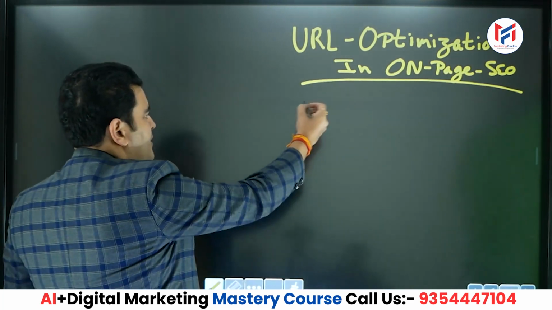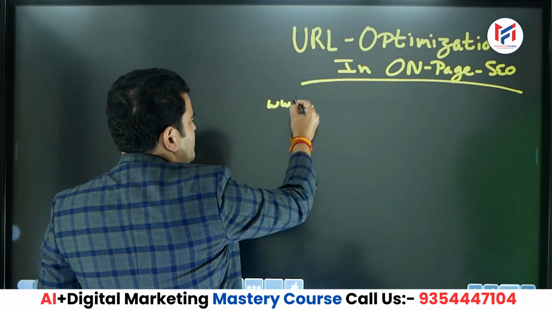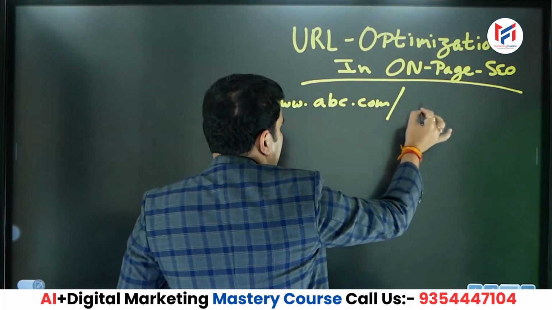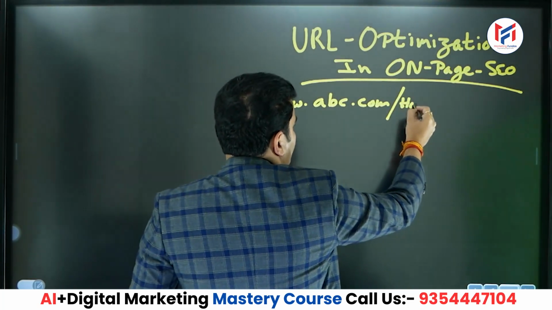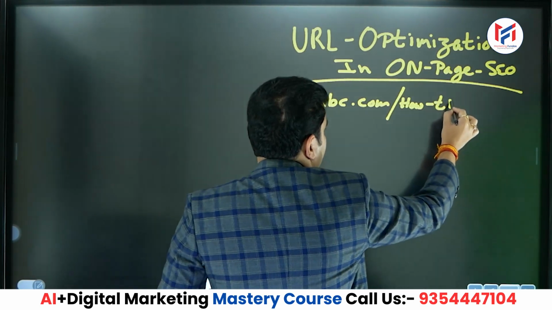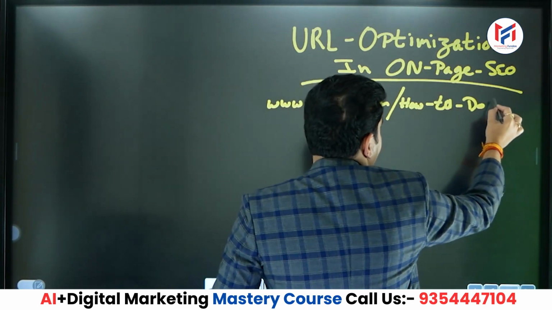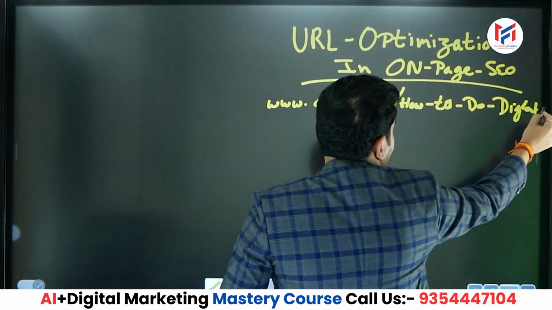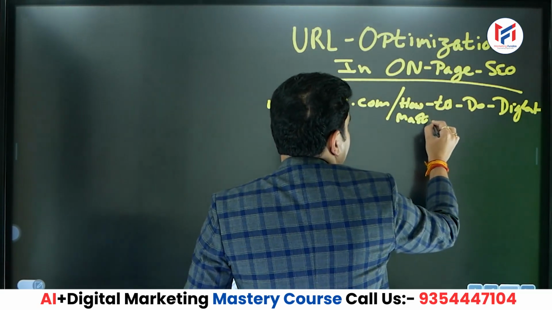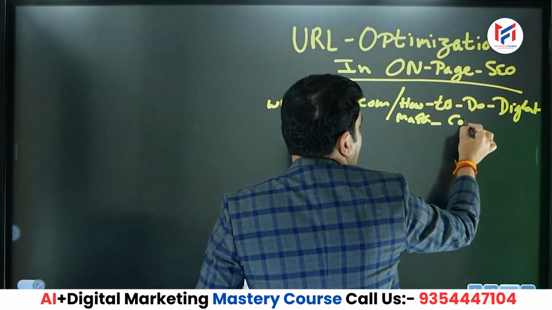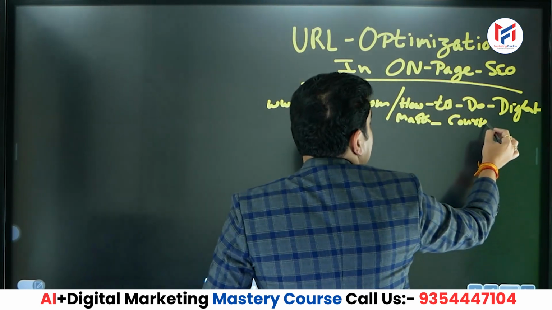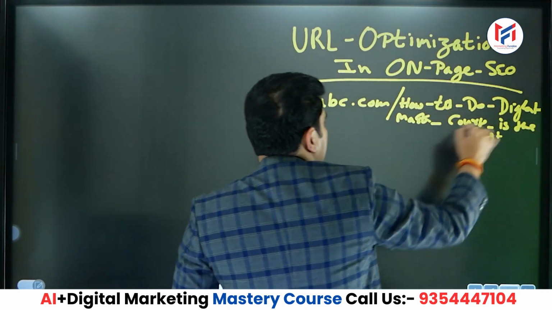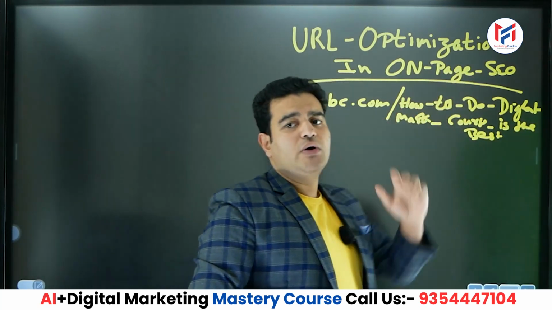Look, let's suppose for example, there is a domain name, www.abc.com, okay? And here the URL is like how-to-do-digital-marketing_course is the best. In this way, it's a very long URL.